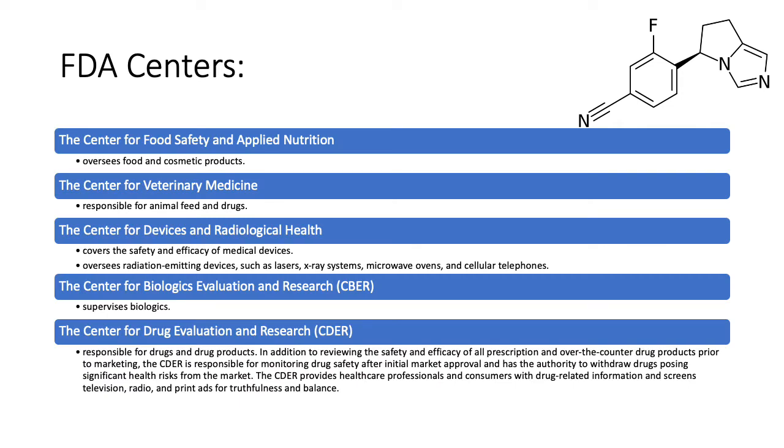Now there are some subdivisions of the FDA or FDA affiliated centers. One of them is the Center for Food Safety and Applied Nutrition, and this center oversees food and cosmetic products. There is the Center for Veterinary Medicine, and it is responsible for animal feed and drugs. Veterinary medicine.